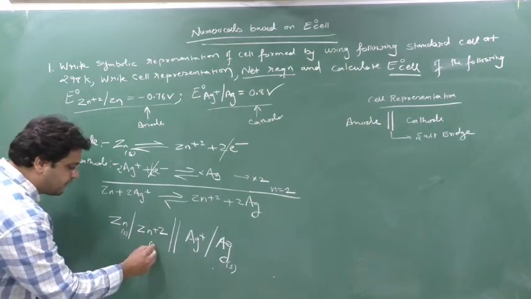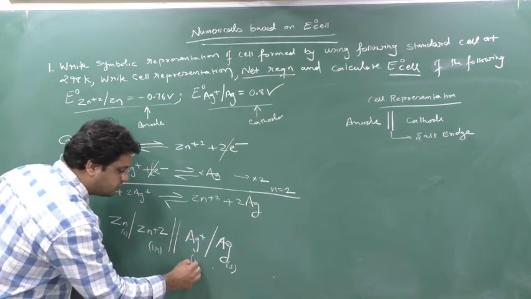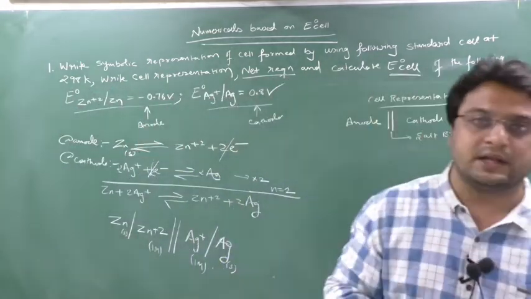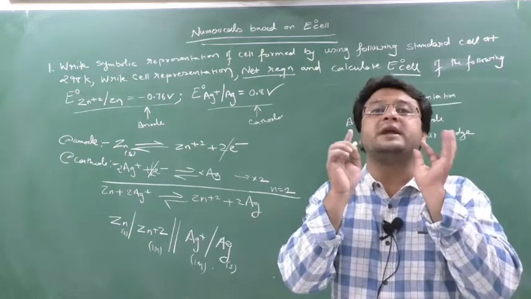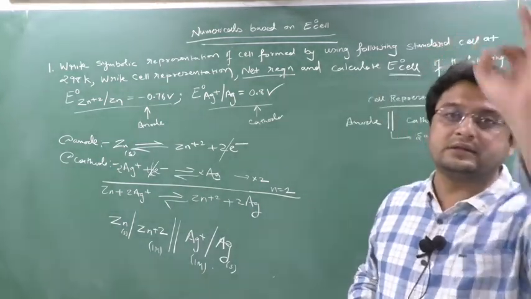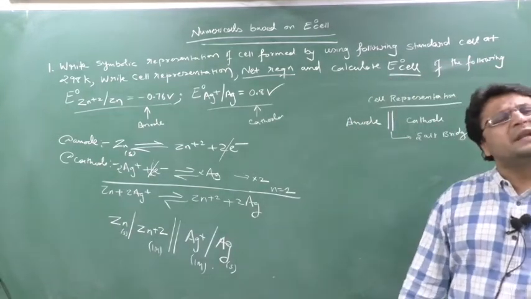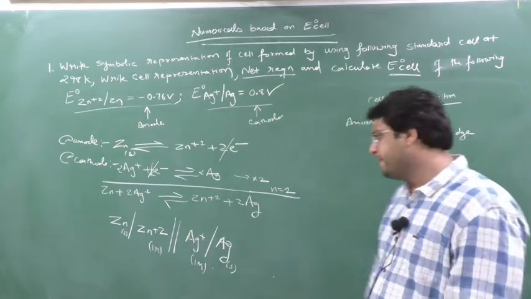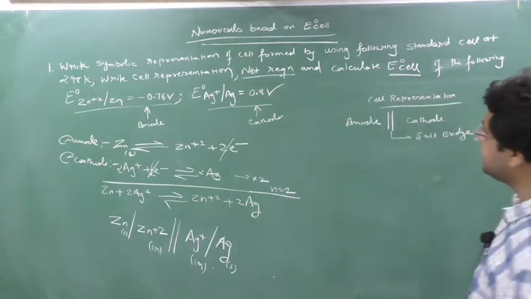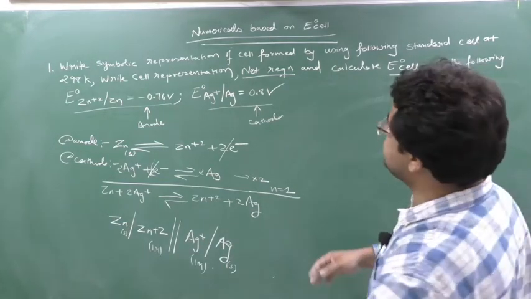Just now I am writing 1 molarity, but you can write others also. 1 molarity is only for the standard cell, the cell which is working at 298 Kelvin, 1 bar pressure, and the concentration maintained at 1 molarity. But it is very difficult to maintain 1 molarity. Okay. So this is your cell representation. Are you understanding or not? Clear this part? Chalo.